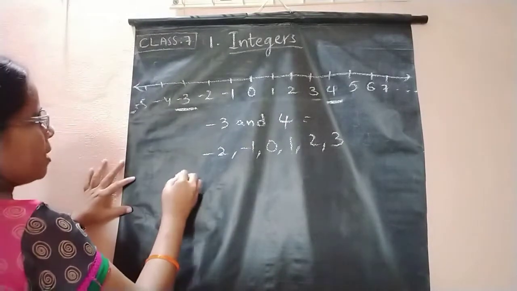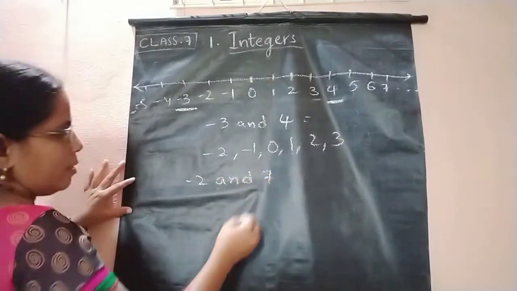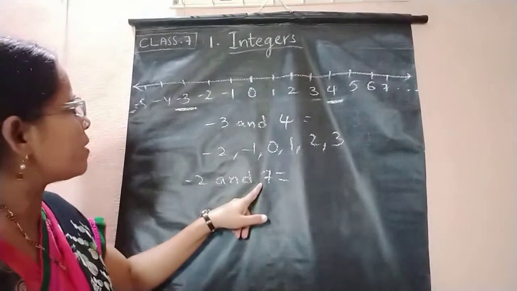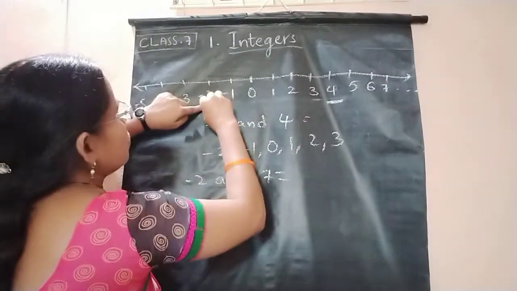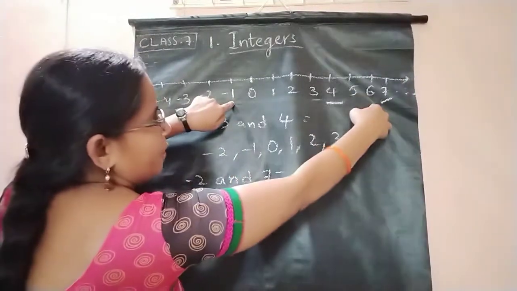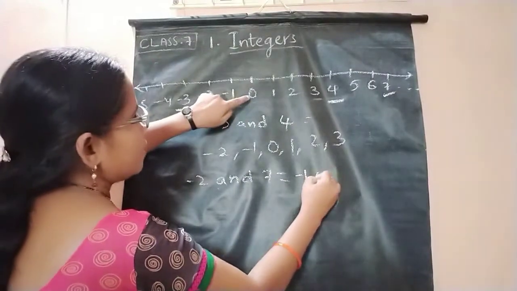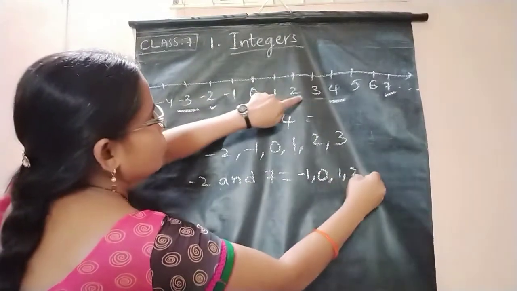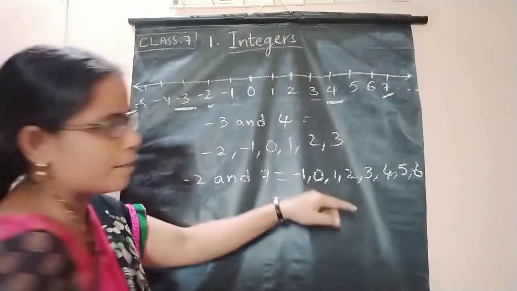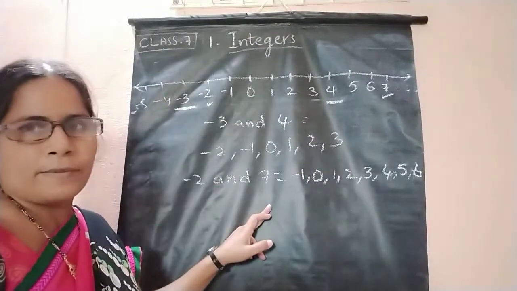By the same process, minus 2 and 7. What are the integers between this pair? Minus 2 and 7. This is minus 2. This is my 7. So what are the integers between? Automatically we say minus 1, 0, 1, 2, 3, 4, 5 and 6. These are the integers between minus 2 and 7.